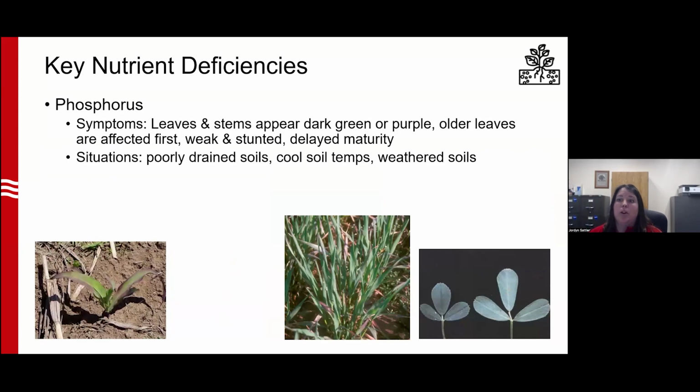Phosphorus is another important nutrient for crops. Deficiency will appear on older leaves first. They may be dark green or purple in color, like you can see along the edge of these leaves here. And they could be weak and stunted plants. This is most likely to happen in poorly drained soils, under cool soil temperatures, and in weathered soils.